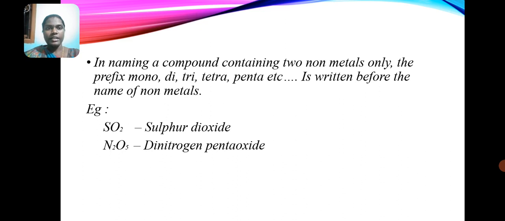And the third step is naming a compound containing two non-metals only. The prefixes mono, di, tri, tetra, penta, etc. are written before the name of the non-metal. For example, SO2, both non-metals, so sulfur dioxide. And the next example, N2O5, dinitrogen pentoxide.